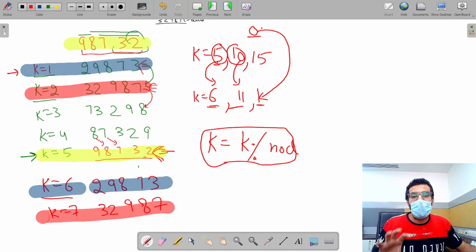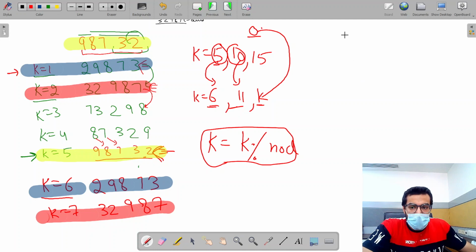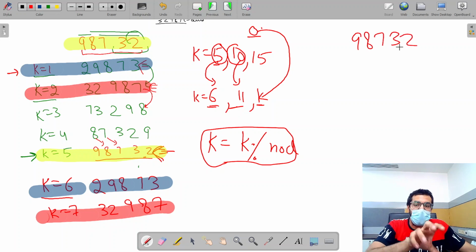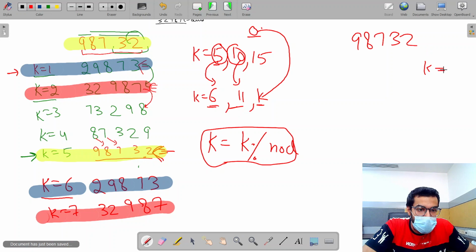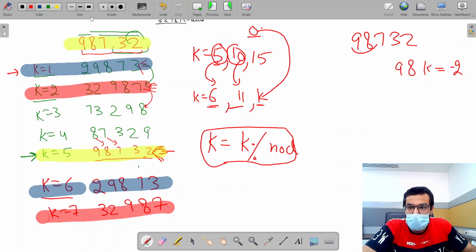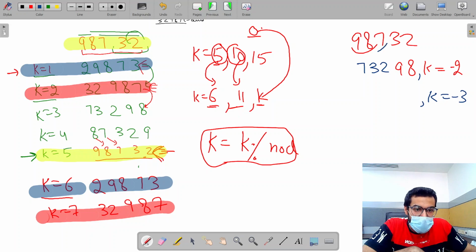Now let's handle our negative cases. For the negative part, when the value of k is minus 2, as I had already told you, this means we have to take 2 digits from the starting and write them at the end, and the rest of the digits will be written in the starting. If the value of k is minus 3, this basically means pick 3 digits from the starting and keep them in the end, and the rest of the digits will be written in the starting.